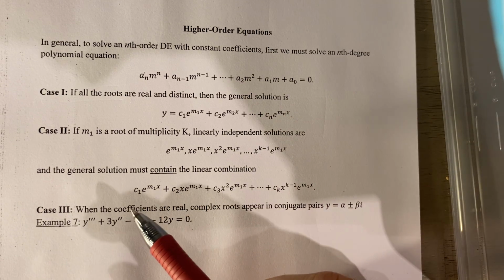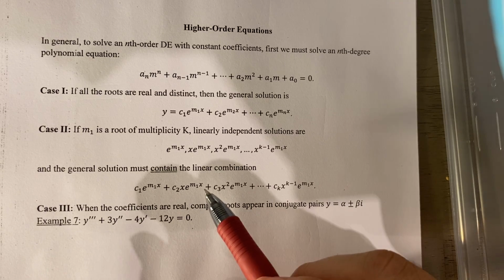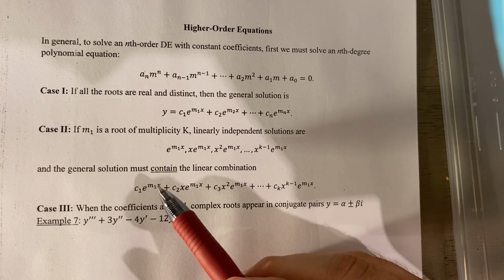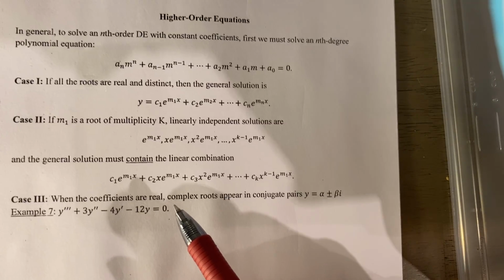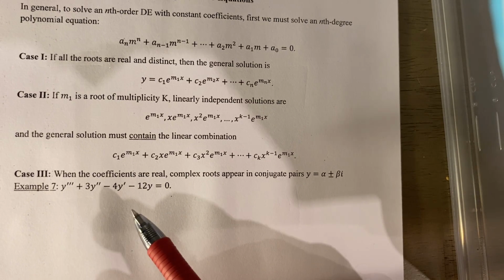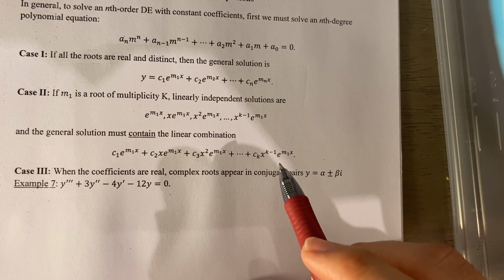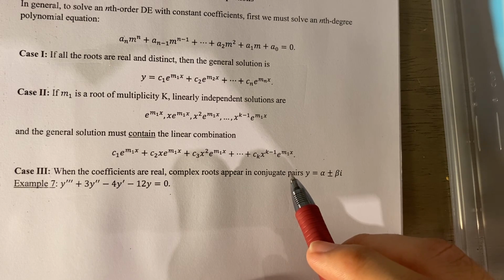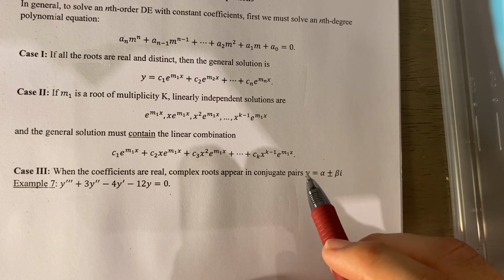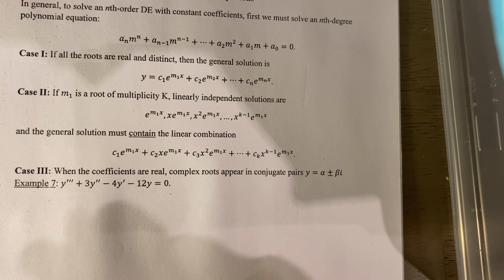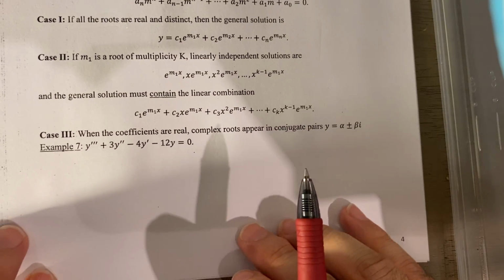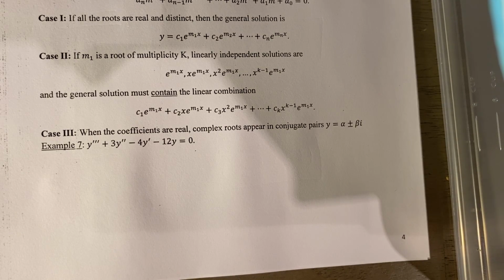And then if we have any complex roots, what will happen is we'll just find our conjugate pairs and we'll be able to plug in the same way, all right? Where we find our alpha and our beta. So our first higher order equation is going to be y triple prime plus 3y double prime minus 4y prime minus 12y equals 0.